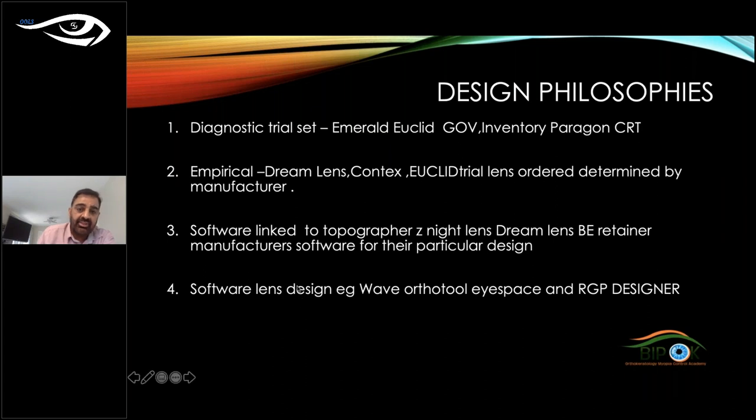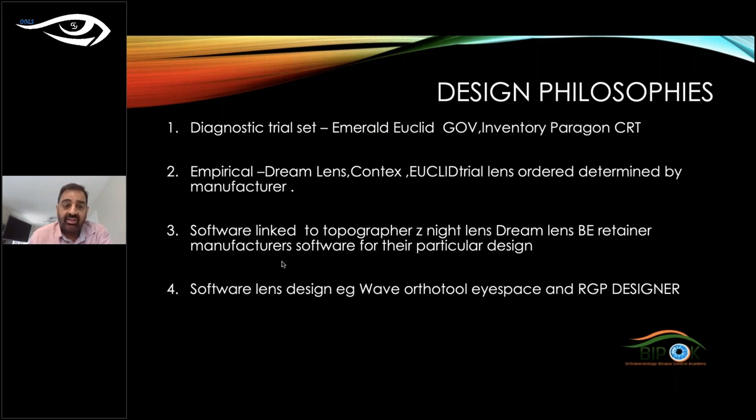Now, the other system that can be used is, if you've got a topographer, you can have software linked to the topographer. At the moment, Night Lens from Menicon is based on that. Dream Lens is based on that. BE Retainer is based on that. Here again, the manufacturer software is for a particular design which they're using. Like the BE is more of an SEG design, so they're using their own designs. Again, the control slightly is with the manufacturer on what to do. So you're getting help through that. Again, no harm in doing that.